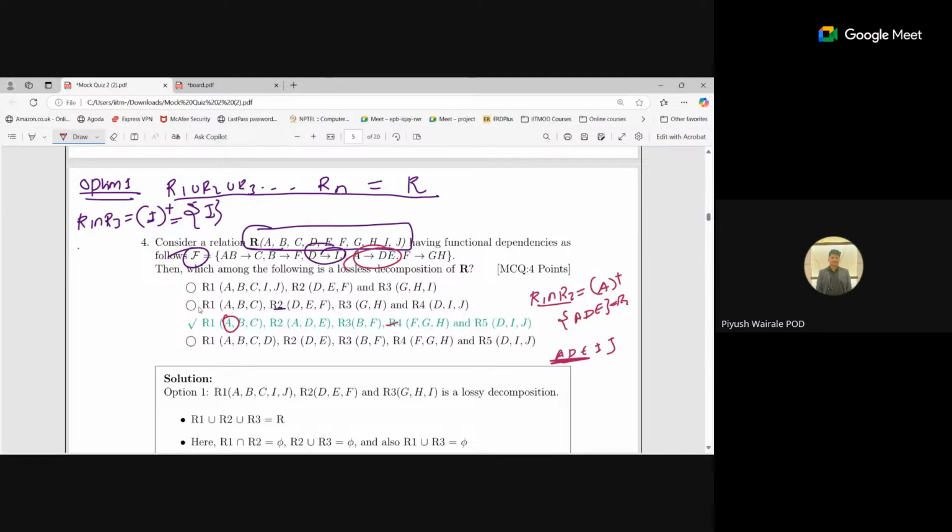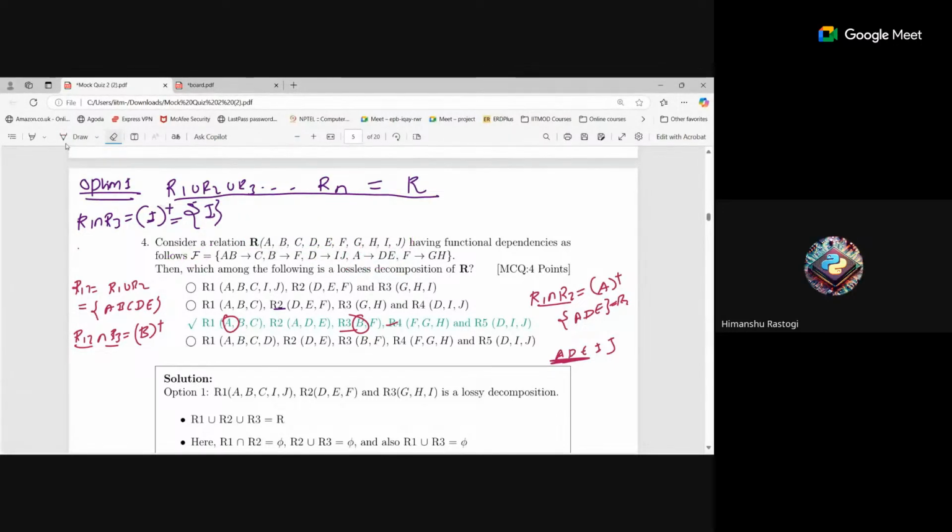So yeah, here we can join R1 and R2 back. So let's say R12 is what? R1 union R2. That will give me A, B, C, D, E. Now check with R3. So R12 intersection R3. What is there? B. From B to B, does it determine R12 or R3? B determines F. So B determines BF, and that is anyway R3.